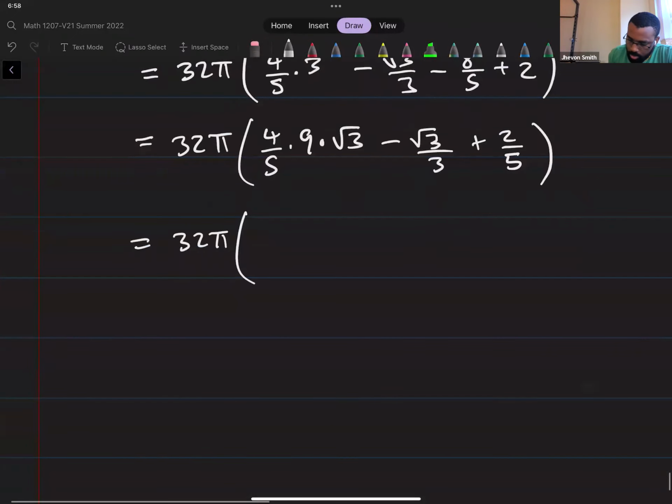Let's put these all over 15 again. So 4 times 9. And I'm going to multiply that by 3. So that's like 12 times 9. So this is 108 rad 3 minus 5 rad 3 plus 6.